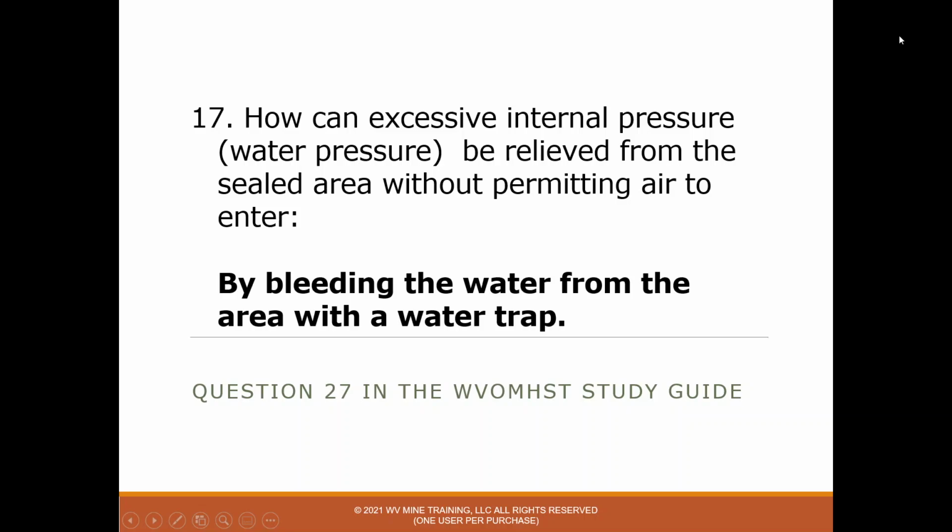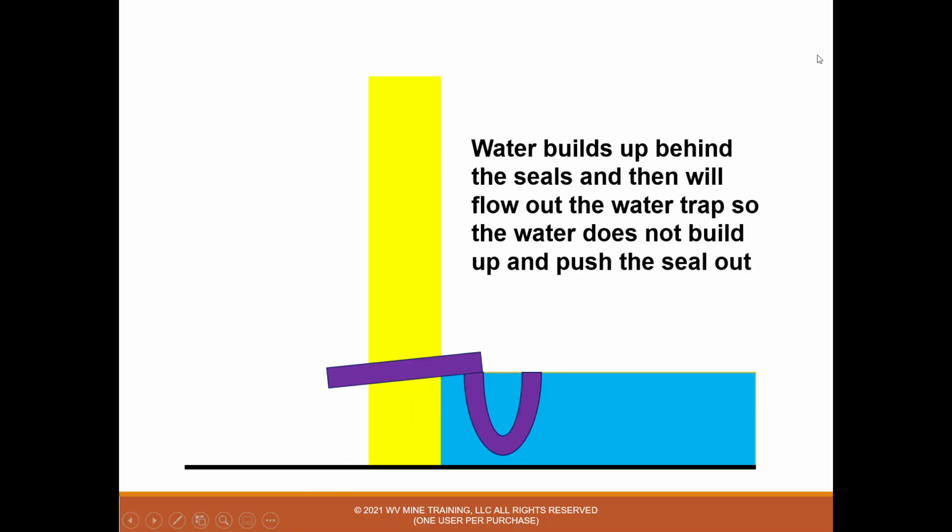Question 17, how can excessive internal pressure, and that is water pressure, be relieved from the sealed area without permitting air to enter? And the answer is bleeding the water from the area with a water trap. And I have a picture here, so the water builds up behind the seals and then will flow out the water trap so water does not build up and push the seal out. So you can see it's just a U-shaped pipe here, and the pipe is extending out of the seal. As water builds up, it will flow out, and this should be placed in the seal at the lowest elevation.